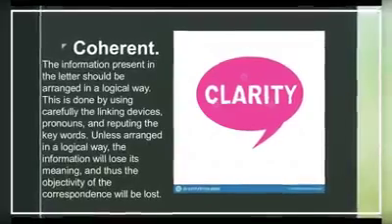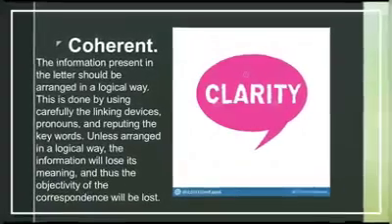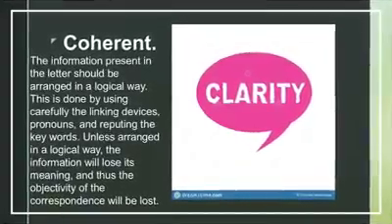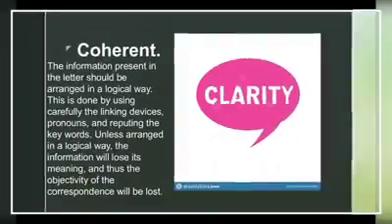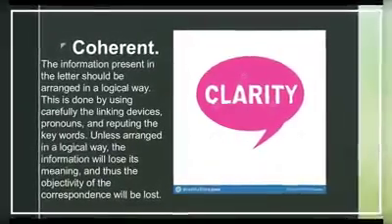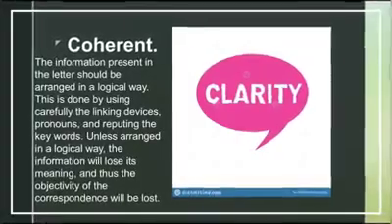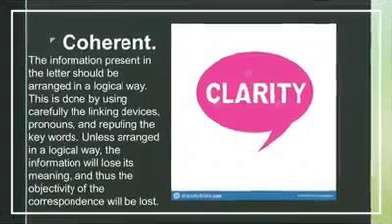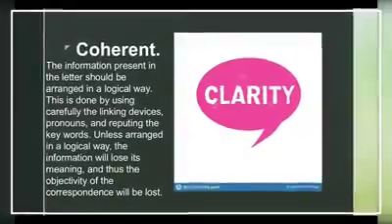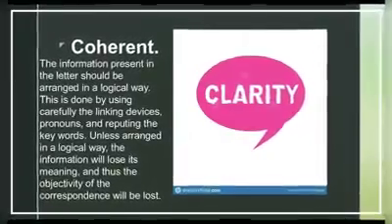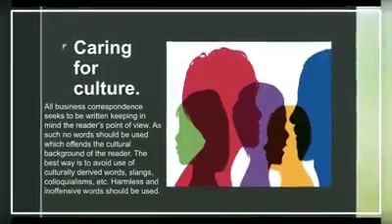Coherent. The information present in the letter should be arranged in a logical way. This is done by using carefully the linking devices, pronouns, and repeating the key words. Unless arranged in a logical way, the information will lose its meaning, and thus the objectivity of the correspondence will be lost.